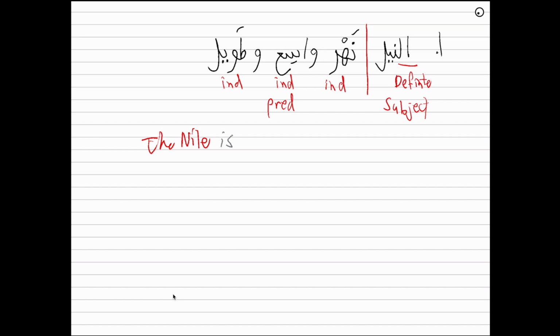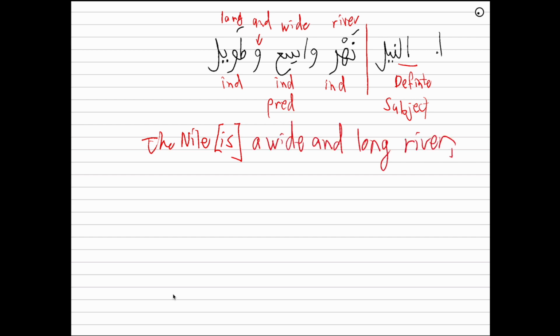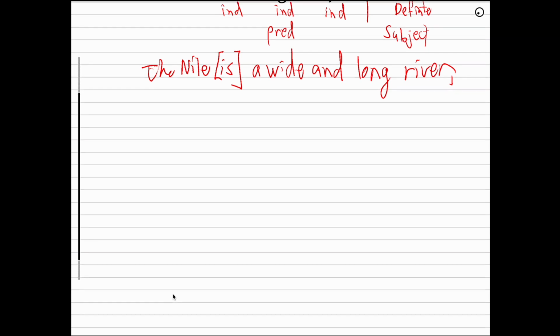Is inferred, remember? It's inferred. And then Nahr is river. Wasi'a is wide. And then Watawil is long. Then remember this wa means and. So straightforward. It's a wide and long river. So that is number 1. If you got that one right, good job.